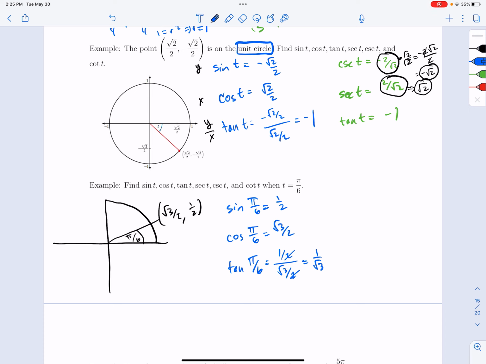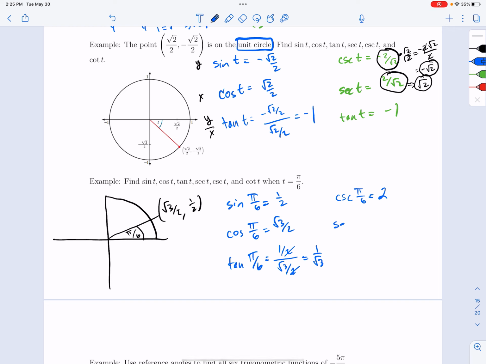And then to get the reciprocal functions, I just take what I've already found. So cosecant of pi over 6 is 2 over 1, or just 2. Secant of pi over 6 is equal to 2 over root 3. And then cotangent of pi over 6 is equal to root 3 over 1, or just root 3.